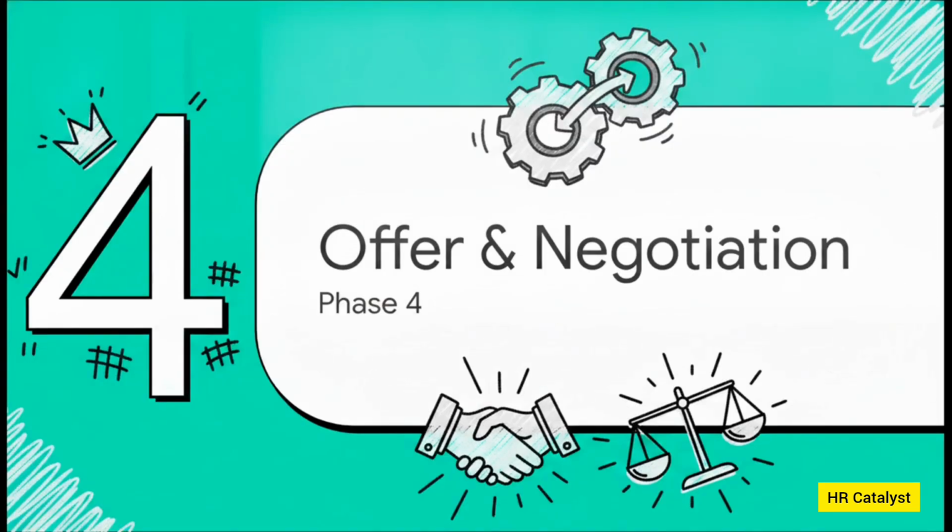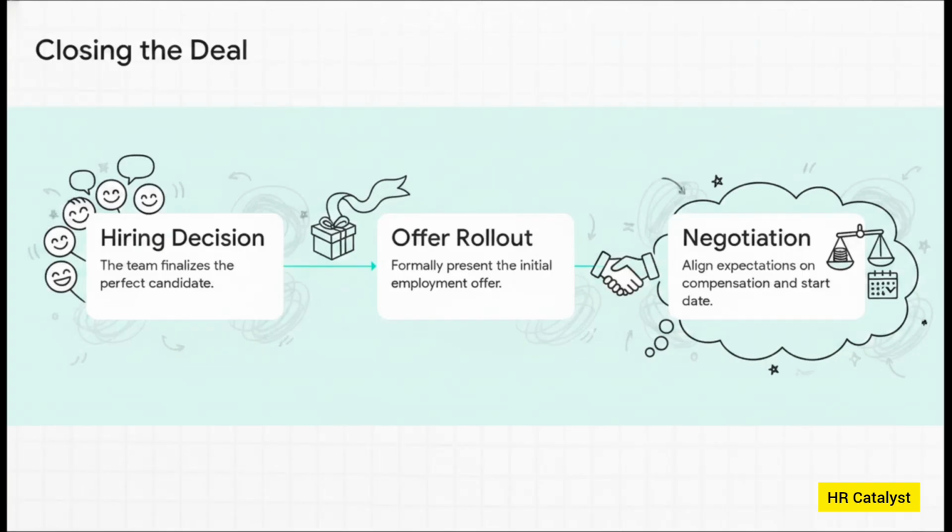Moving right along to Phase 4, offer and negotiation. The scores are tallied, the winner is clear, and the team comes together to finalize the hiring decision. You found the perfect match. But the deal isn't closed just yet. This moves straight into the critical offer rollout, which triggers the delicate dance of salary negotiation.